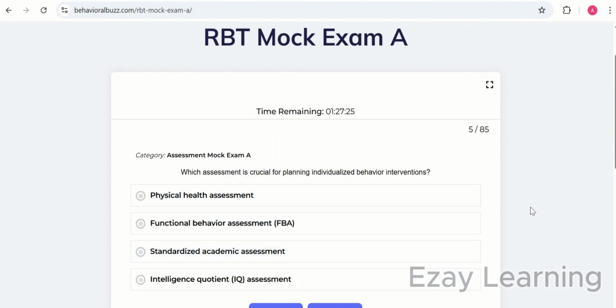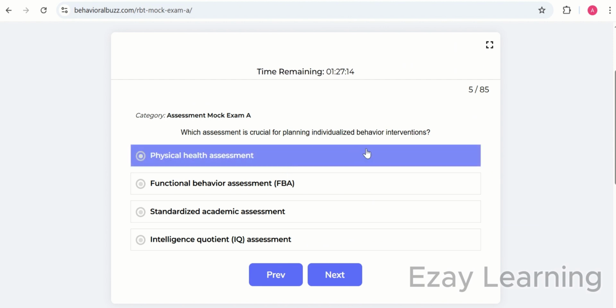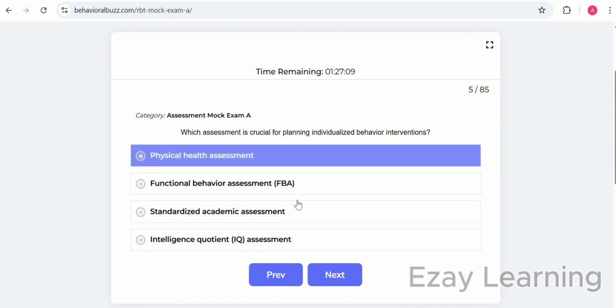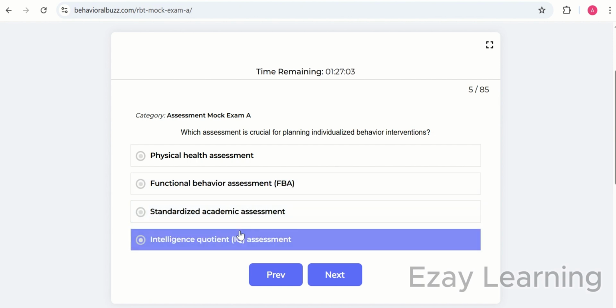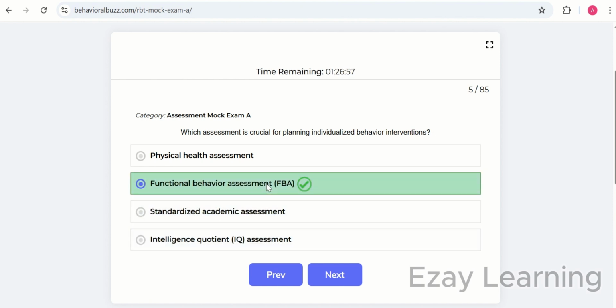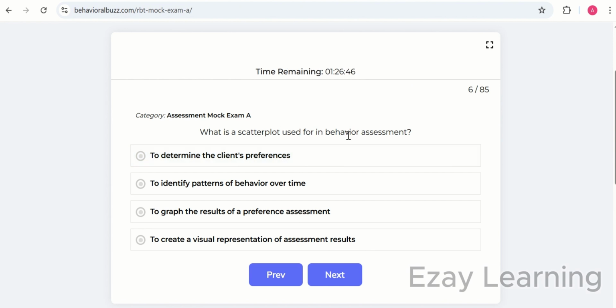Next is, which assessment is crucial for planning individualized behavior intervention, which means specific for a specific person. So this has to be specific, it has to be individualized. Which of these should be most likely? Standardized academics, so no. Intelligence quotient, no. Functional behavior assessment would be the answer because the ABC, the antecedent, the behavior, the consequence could be different for different individuals.